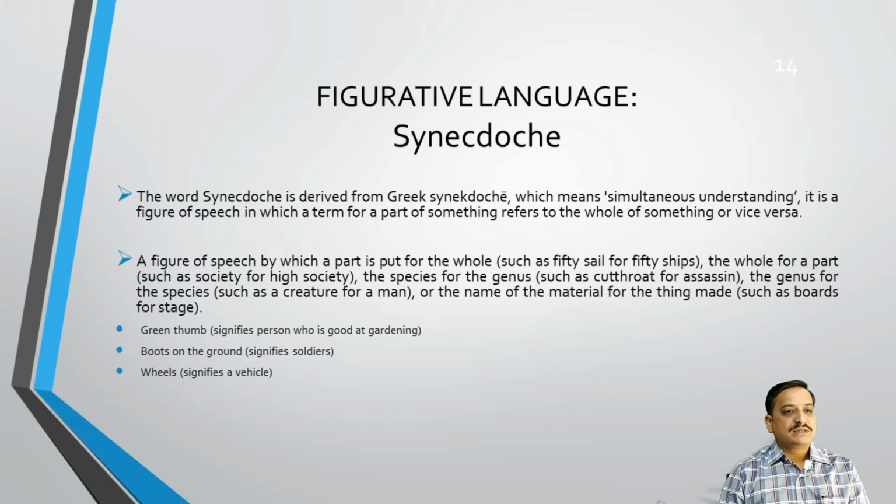The whole for the part, such as society for high society. The species for the genus, like the cutthroat for assassin. The genus for the species, like a creature for a man. Or the name of the material for the thing made, such as boards for stage. We also have simple examples like green thumb, which represents a person who is good at gardening, boots on the ground, which signifies soldiers, wheels, which signifies vehicles.